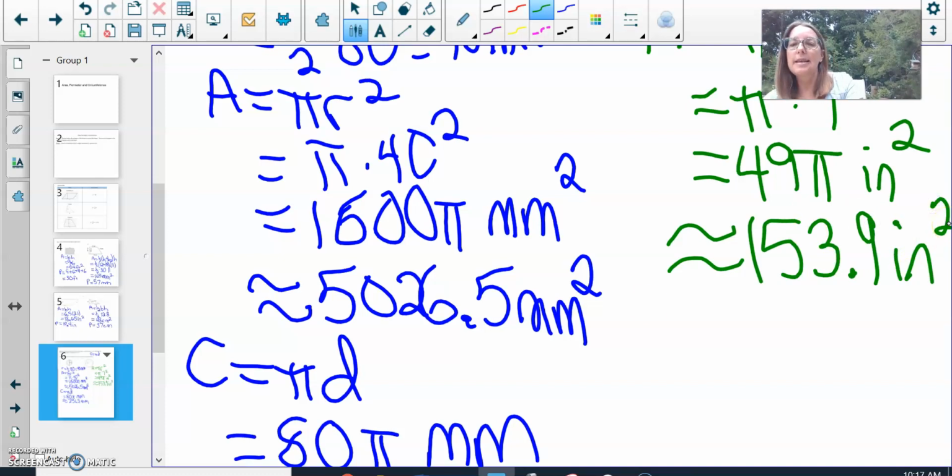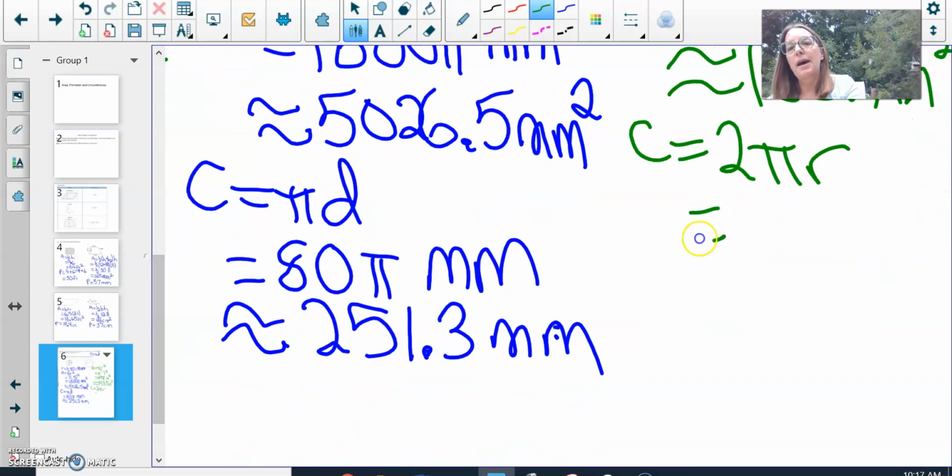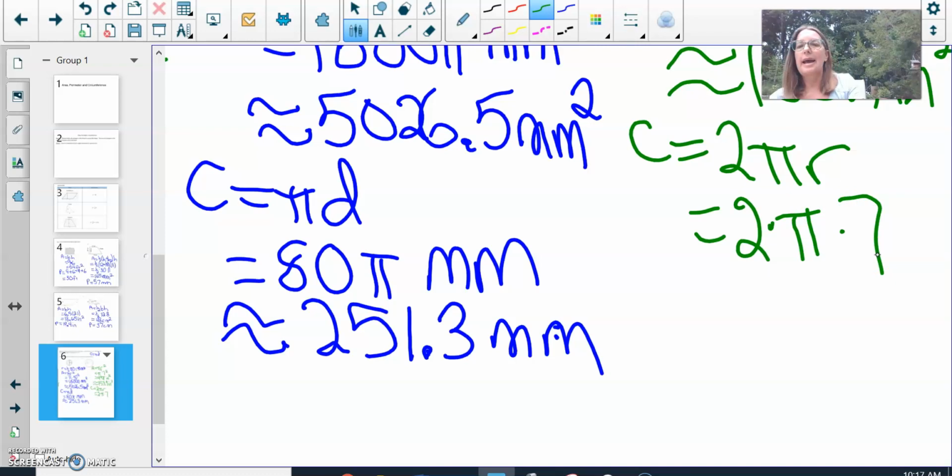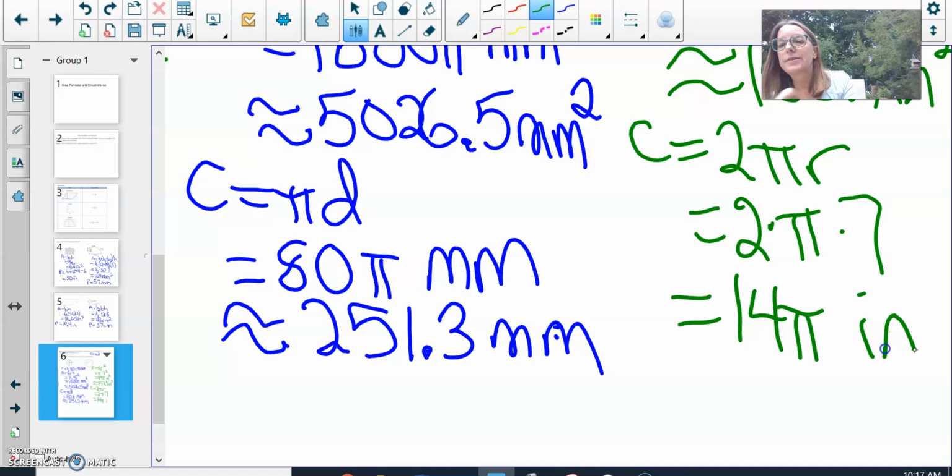And then for circumference, I would use C equals 2 pi r. So I would do 2 times pi times 7. Let me write that a little neater. So 2 times pi times 7. So my exact circumference would be 14 pi inches. Using the pi button and rounding, it rounds to approximately 44 and 0/10 inches.